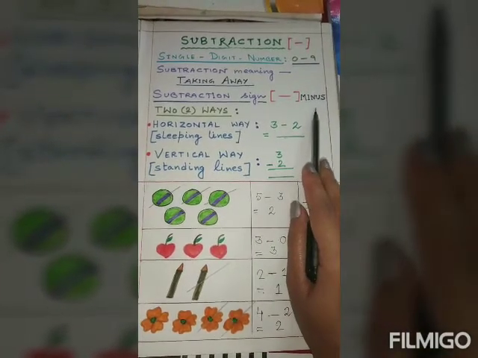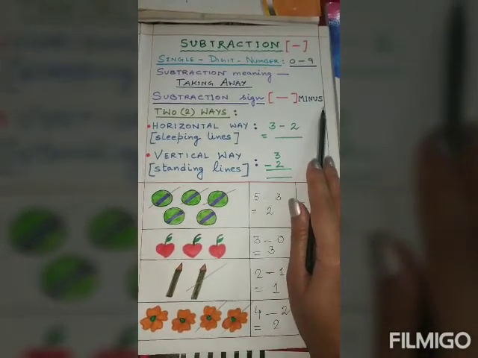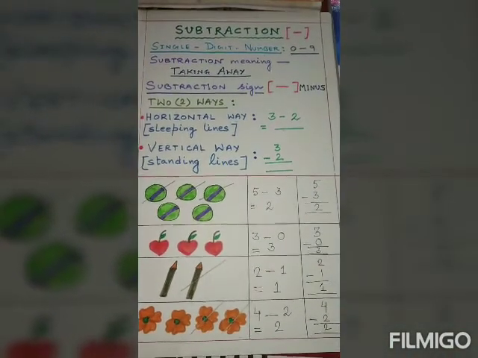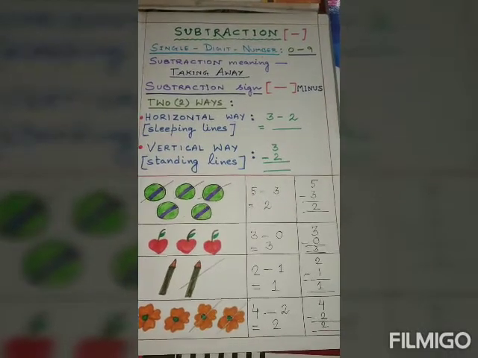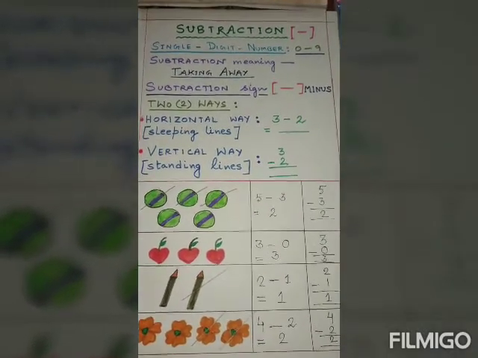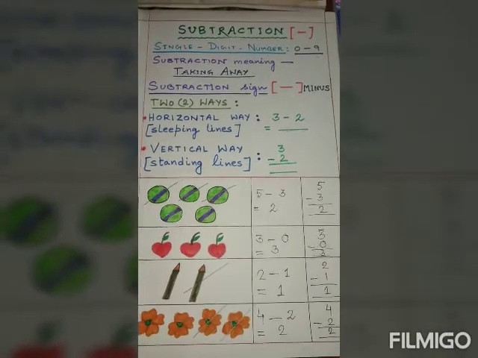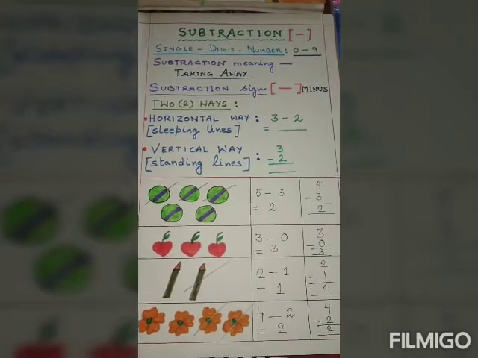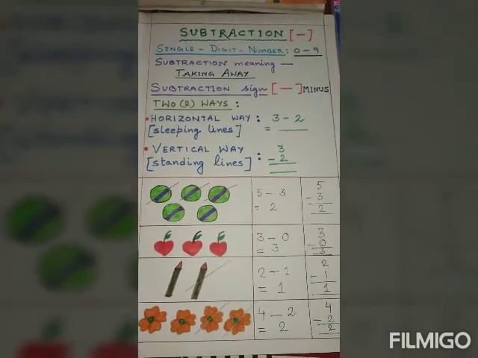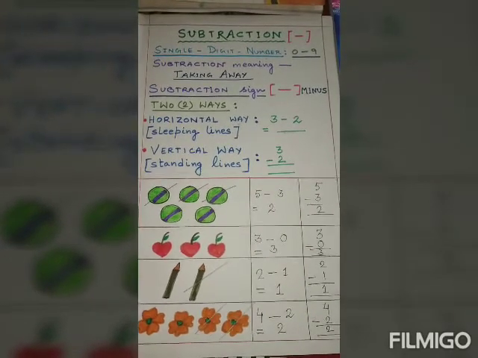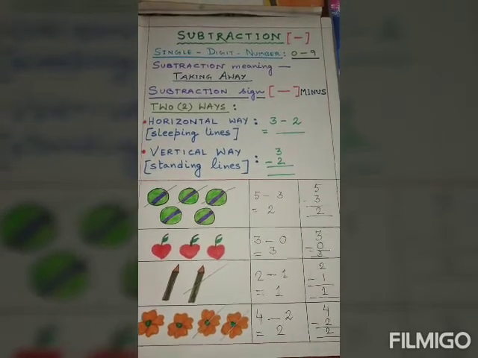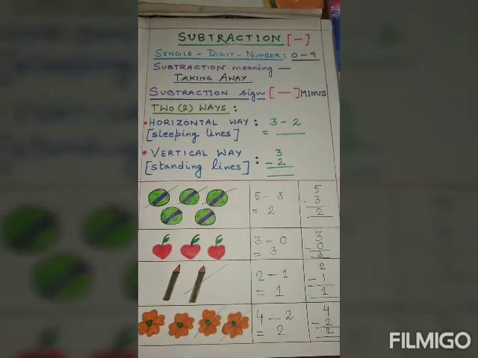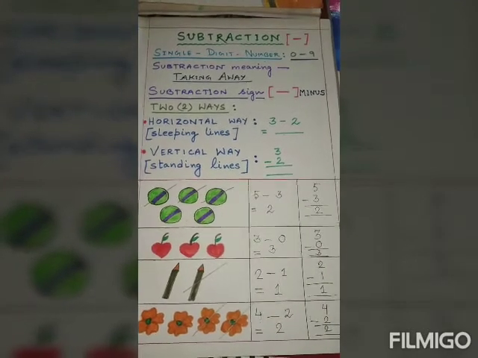The spelling of minus is M-I-N-U-S, minus. Today we have learned subtraction on single digit number. Single digit number means the numbers which start from 0 to 9. We have learned subtraction in 2 ways. Number 1 is the horizontal way or sleeping lines, and number 2 is the vertical way or the standing lines. We have solved 4 examples following the 2 ways.